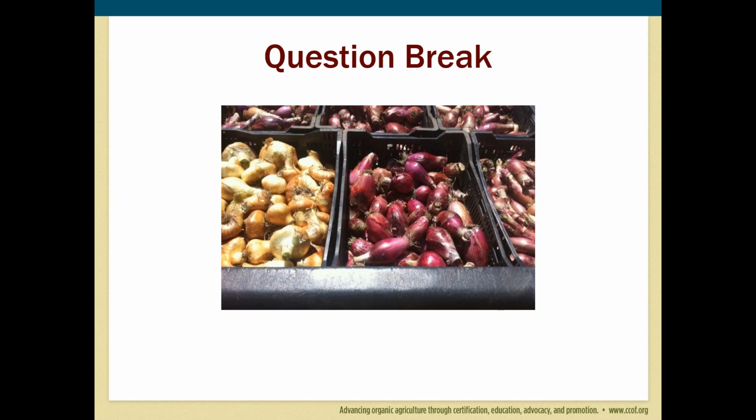They're just getting started and was wondering if there's example organic systems plans or any assistance on that end of things. Yeah, absolutely. So for example, if you look at CCOF's website, you'll be able to see our whole organic system plan for growers. And so you wouldn't need to develop anything additional beyond what those forms are asking you for.